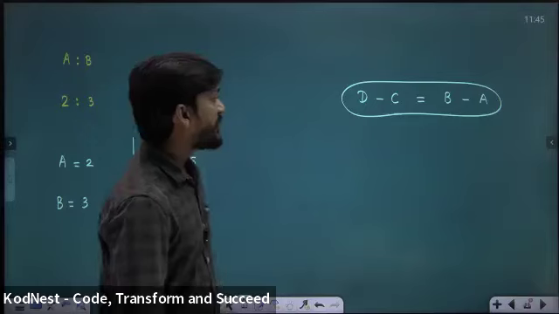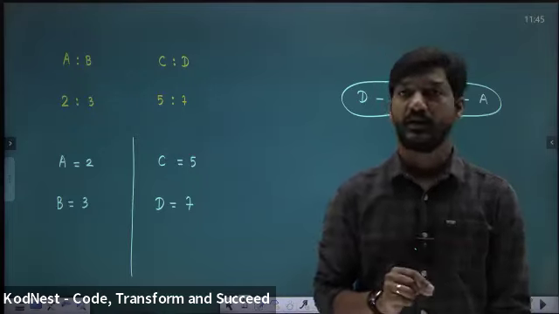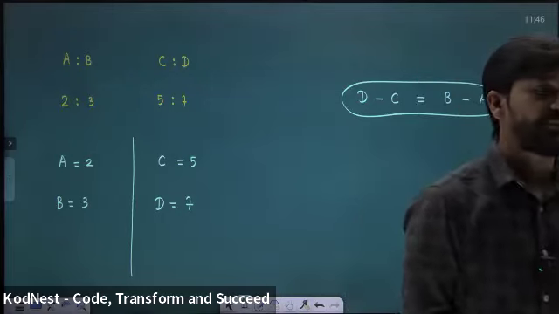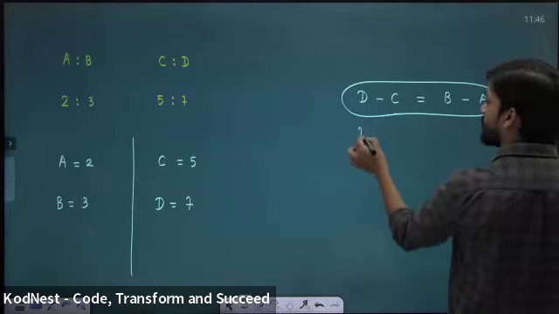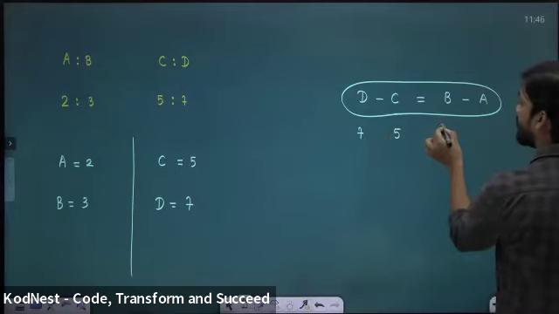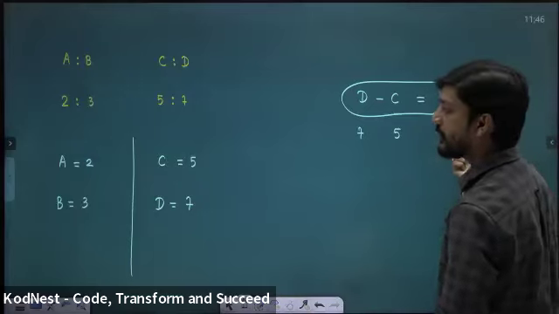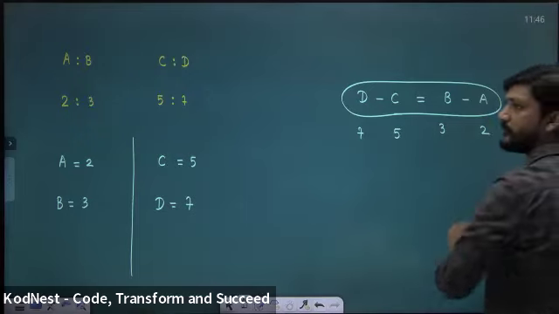All right. So carefully see, please. This is one condition I've given. Is this condition followed by these numbers? Carefully check, please. Put the values and check. Is this condition followed by these values 2, 3, 5, 7? No. What is the problem? D value 7, 5. B value 3, A value 1. 7 minus 5 is 2. 3 minus 1 is 2. Here I'm getting 2, here I'm getting 1.